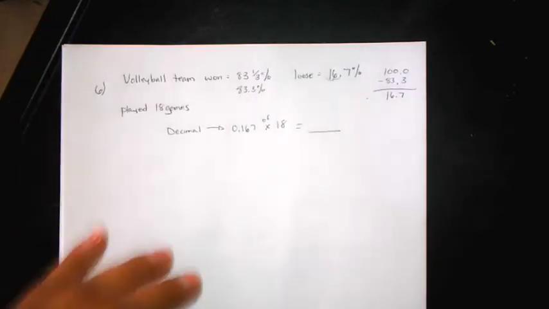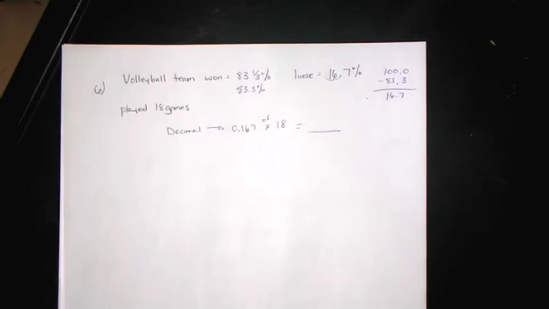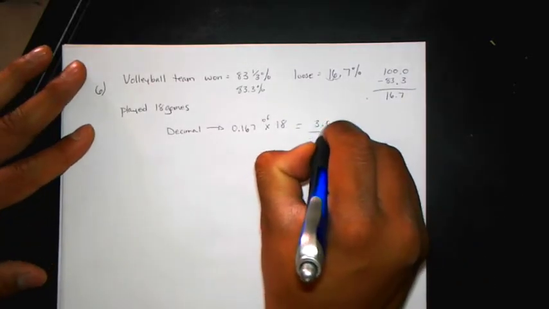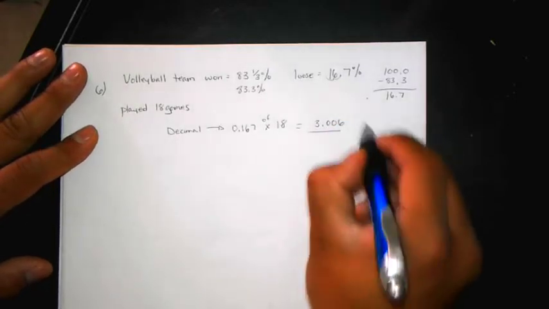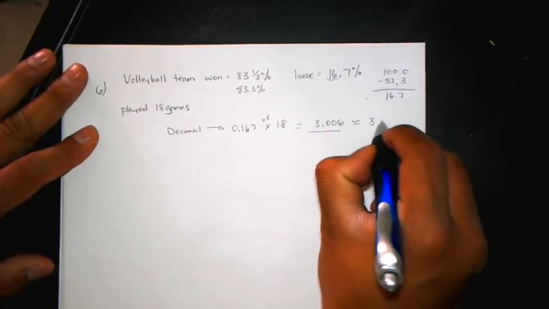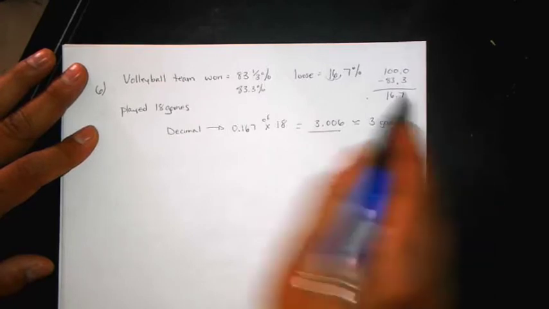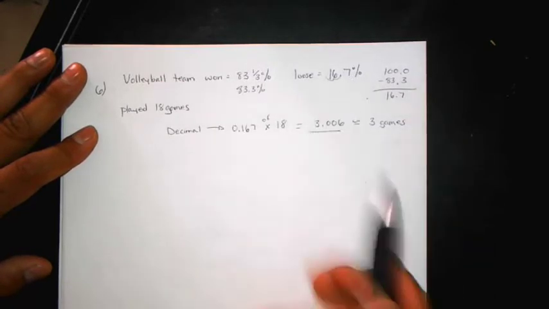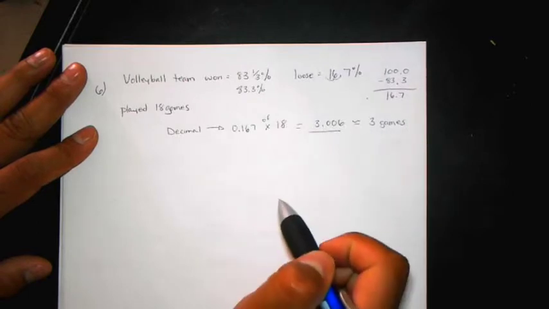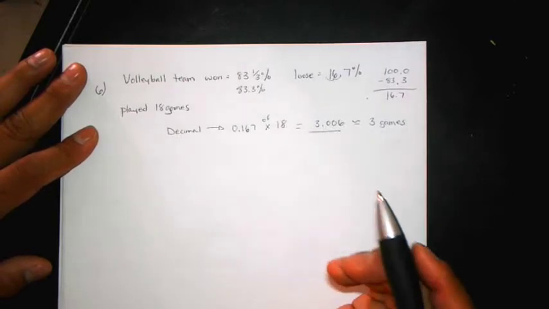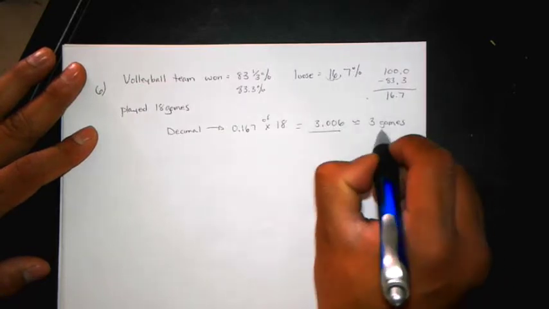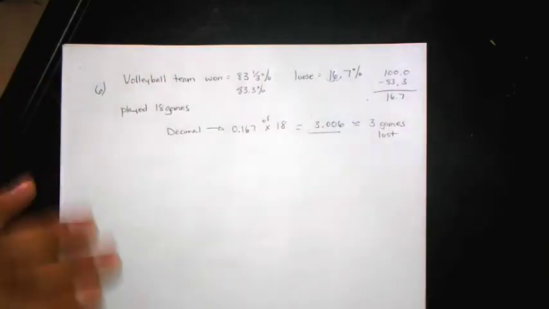Okay, so go ahead and multiply that real quick on your own. And see, the answer is 3.006. Okay, which is equivalent to 3 games. So if they lost 16.7% of the time, they lost 3 games. So that means that they won 15. Okay, so 3 games lost, and that would be my answer.